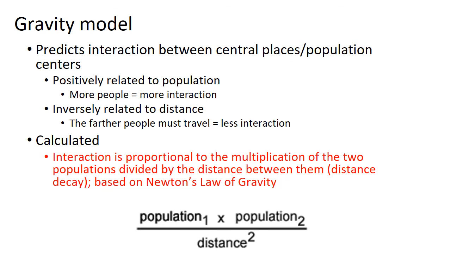That two places with very large populations are going to see more interaction, or places with a shorter distance between them are going to see more interaction, is the basic idea of the gravity model.